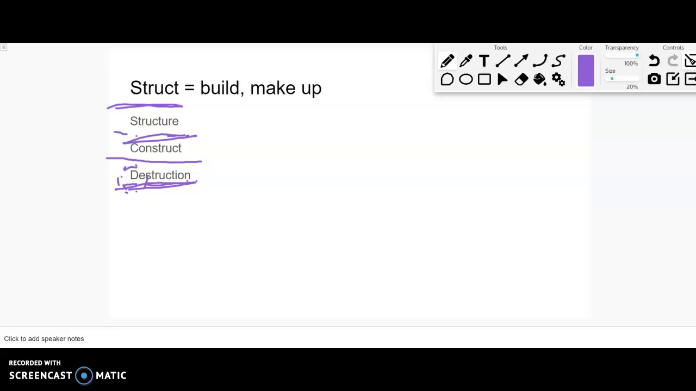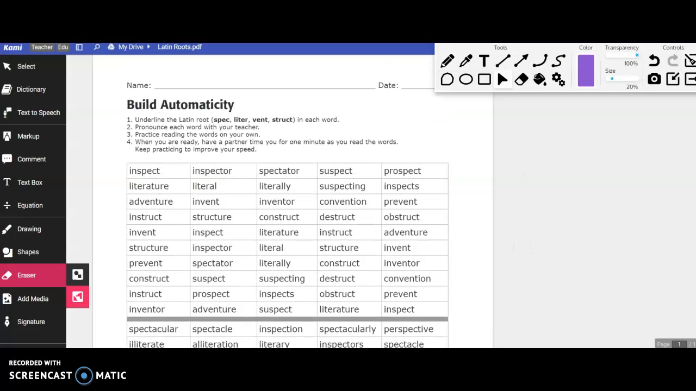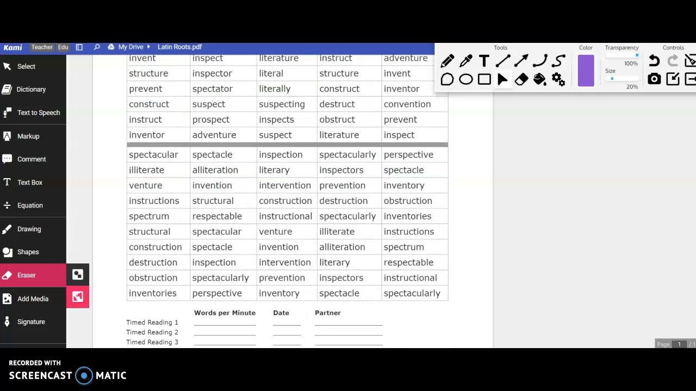Okay? So understanding these words can help us build our vocabulary as we understand what these different roots mean. So go ahead, underline your words, time yourself. If you need help with any of the words, either ask or watch the video of me reading the words. Good luck.